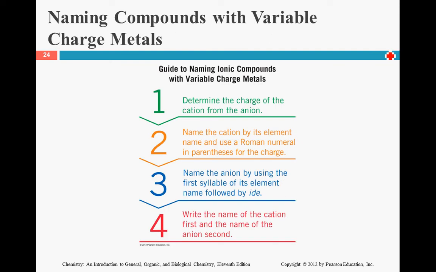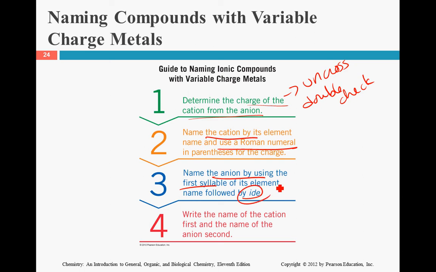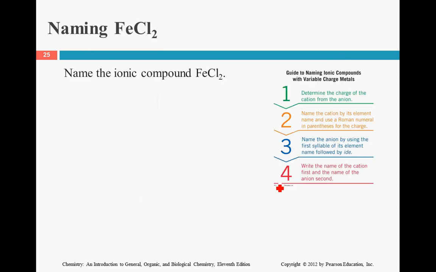So let's take a look at naming compounds with those Roman numerals. Determine the charge of the cation from the anion. That's how we uncross. And then double check. Name the cation and use its Roman numeral. Name the anion with the first syllable and "ide," and then put it all together.